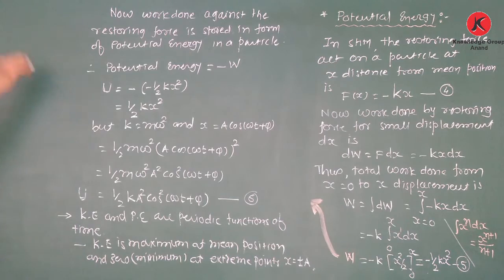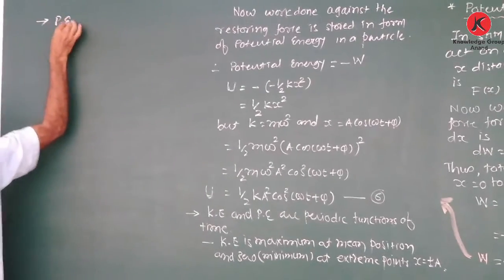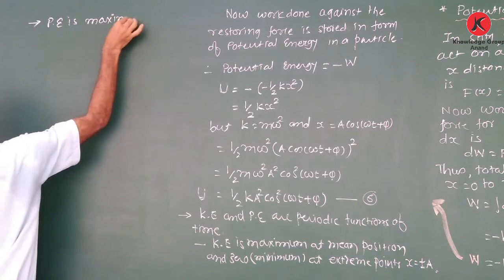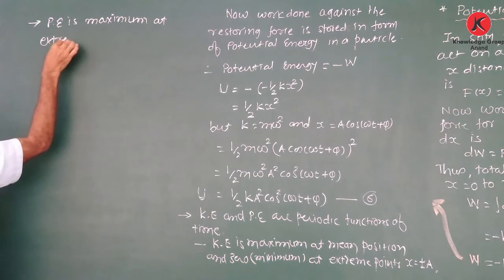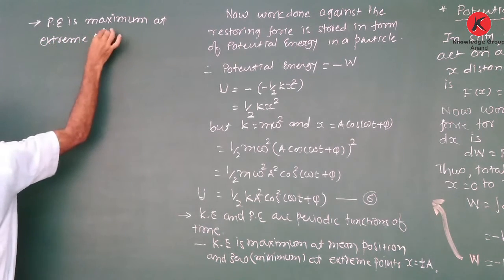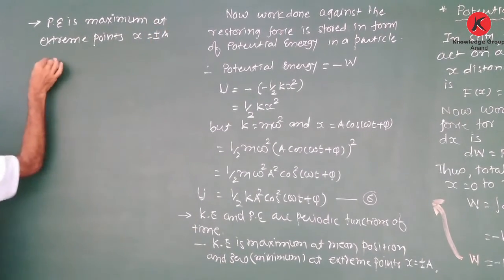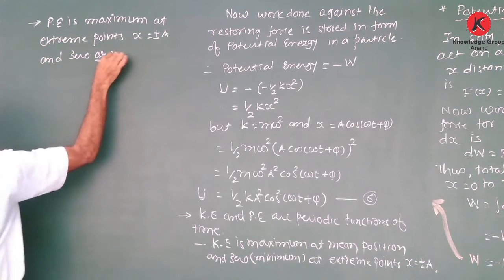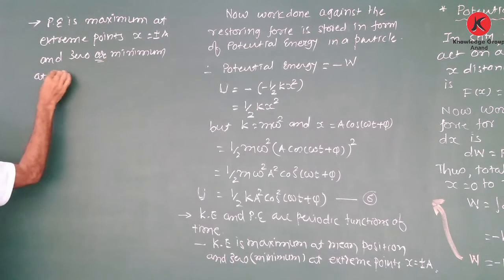Now, what about the potential energy? The potential energy is maximum at extreme point x is equal to plus or minus a, and 0 or minimum at mean position.